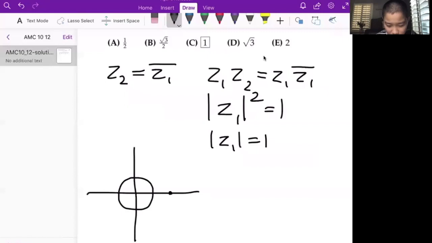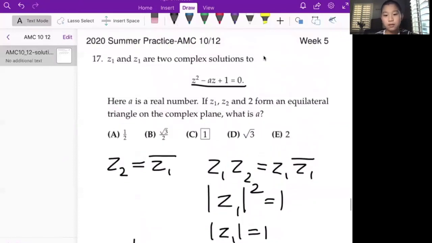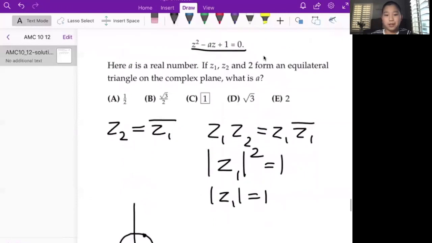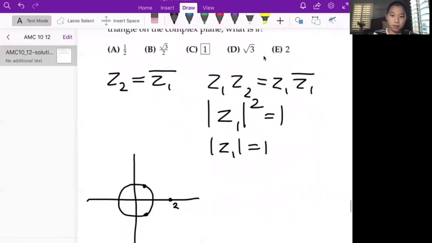On the unit circle. So this is 2. This is z1. And then z2 must be the conjugate, so it's reflected over the x-axis, so it must also be on the unit circle. So now it says, if z1, z2, and 2 form an equilateral triangle on the complex plane.